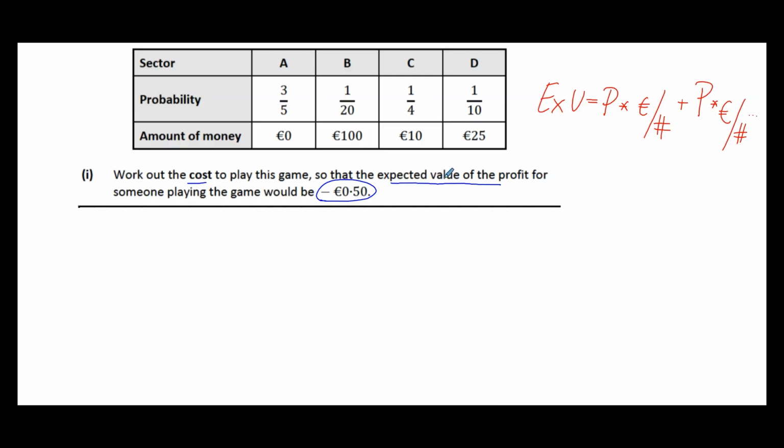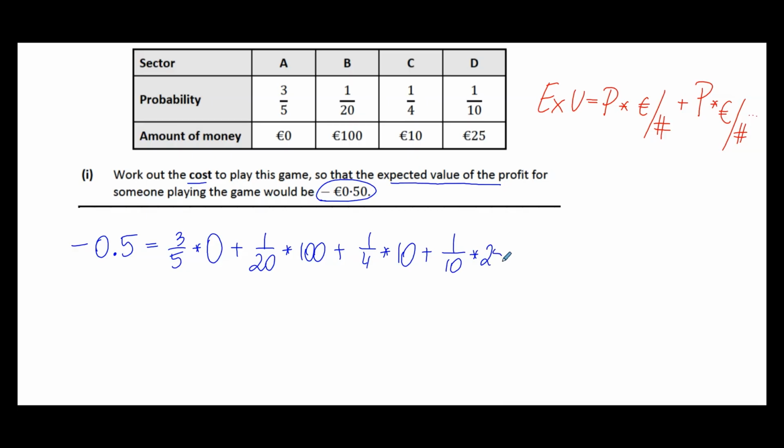So here, the expected value will be actually a loss, minus 0.5. Okay, so that means that is calculated 3/5 multiplied by the first euro, which is 0, plus next probability 1/20 multiplied by 100 euro, plus then 1/4 again multiplied by 10 euro, plus 1/10, oh, that shouldn't be written 20, 1/10 multiplied by 25 euro.